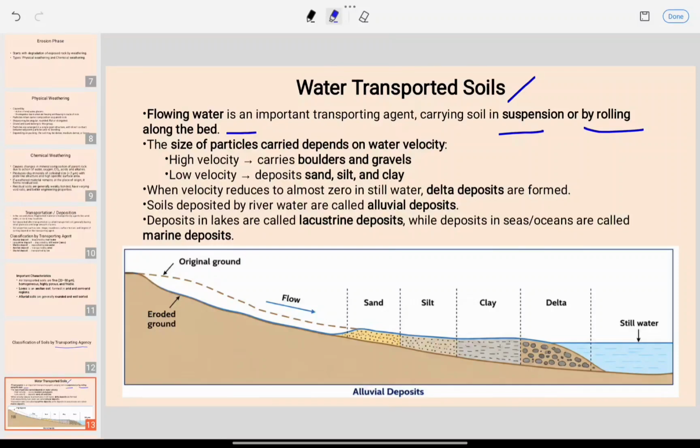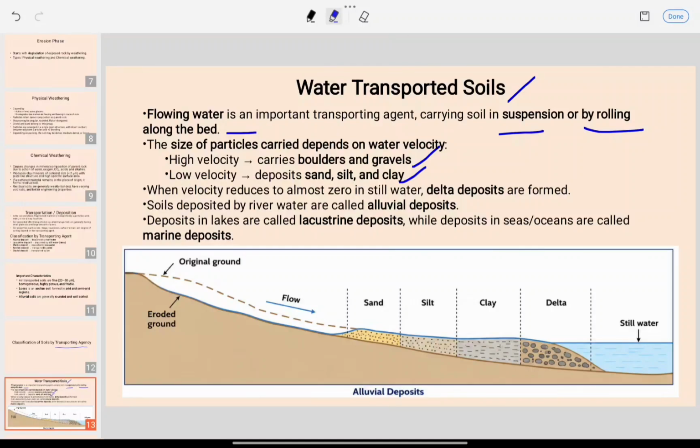The size of particle carried depends upon the velocity of water. At high velocity, it can carry boulders and gravel. As the velocity of water gets lower, it deposits silt, sand and clay.